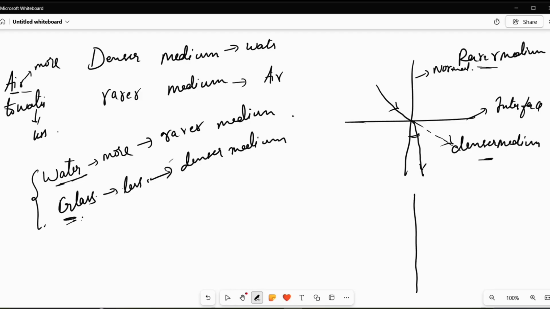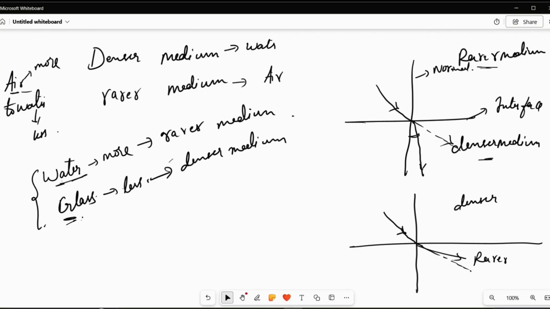When light is moving from denser to rarer medium, what happens? Light bends away from the normal. Actually, it should go straight like this. It is bending away from the normal. Okay, understood? So it bends away from the normal. So these are the two cases.